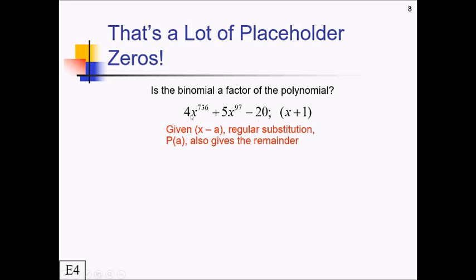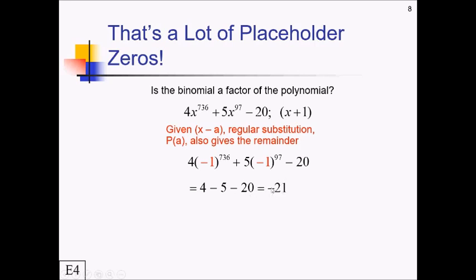That's 4 times negative 1 to the 736, plus 5 times negative 1 to the 97, minus 20. And we're just raising negative 1 to an even exponent here, so it automatically comes out to positive 1. So that's just 4 times 1, or 4. Negative 1 to an odd power comes out negative, and this is going to be negative 1 times 5 then, which is negative 5. We still have that minus 20 there. 4 minus 5 gives us negative 1. Negative 1 minus 20 is negative 21.